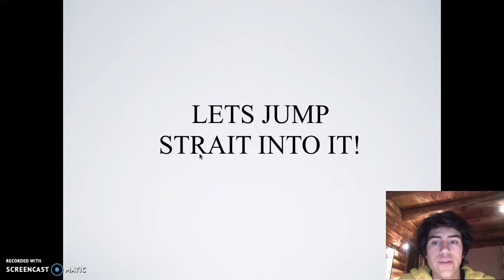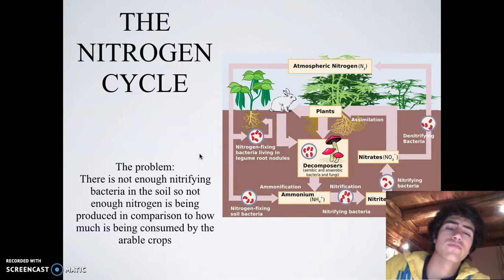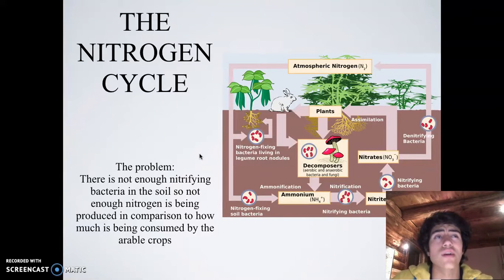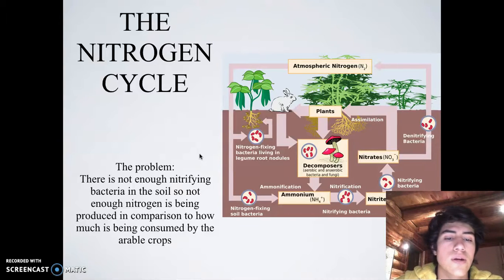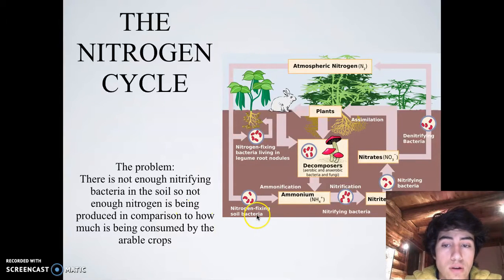Let's jump straight into it. The nitrogen cycle. The problem that I saw while I was looking at the nitrogen cycle myself was that there's not enough nitrifying bacteria in the soil, so not enough nitrogen is being produced in comparison to how much is being consumed by the arable crops.